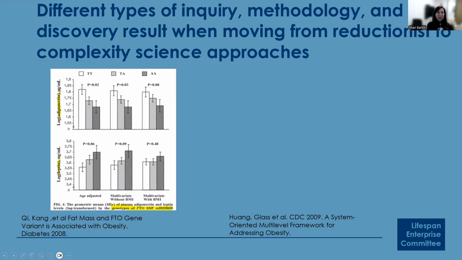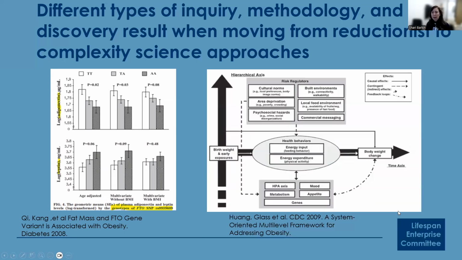But you can see here, we basically asked, what's one thing that's affecting fat mass? And this is one thing, but it's not the only thing. Depending on your context, a different phenotype might emerge. Because of that, my team uses the Hong and Glass model, which is a systems-oriented multi-level framework. We look at the micro level, which includes things like the HPA axis, mood, appetite, metabolism, and genes. I'll focus today on epigenetics.